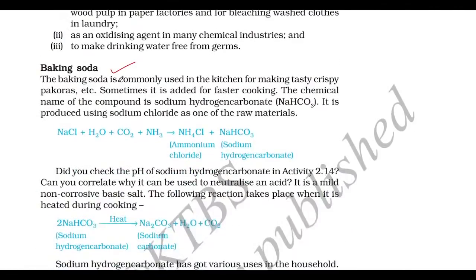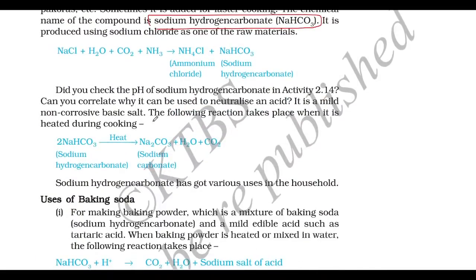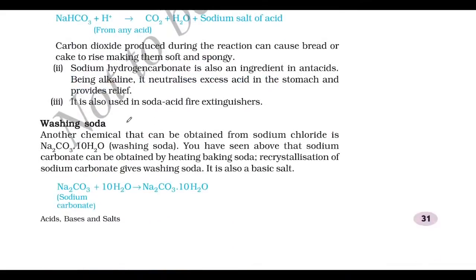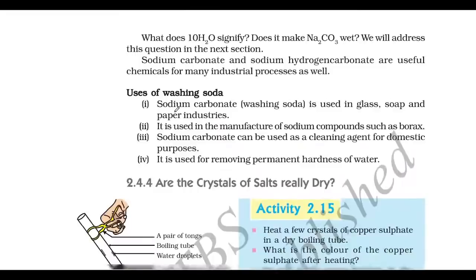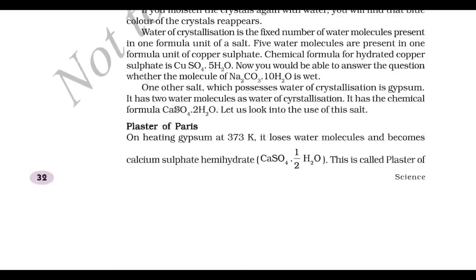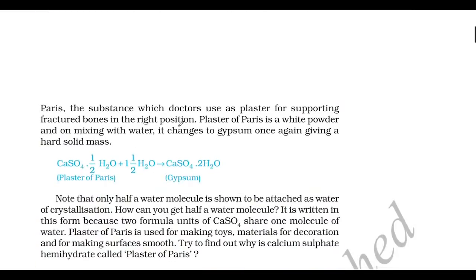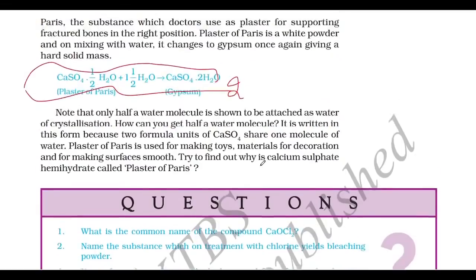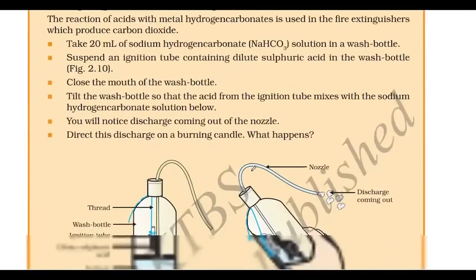Uses of bleaching powder. Baking soda. The chemical name is what? Sodium hydrogen carbonate, NaHCO3. Uses of baking soda. Washing soda. Students, out of these three salts, you can expect one question for 3 marks. And also you should understand the meaning of water of crystallization, a 1 mark question, define water of crystallization, and also the reaction between plaster of Paris and water, a 2 mark equation. Go through the exercise questions.